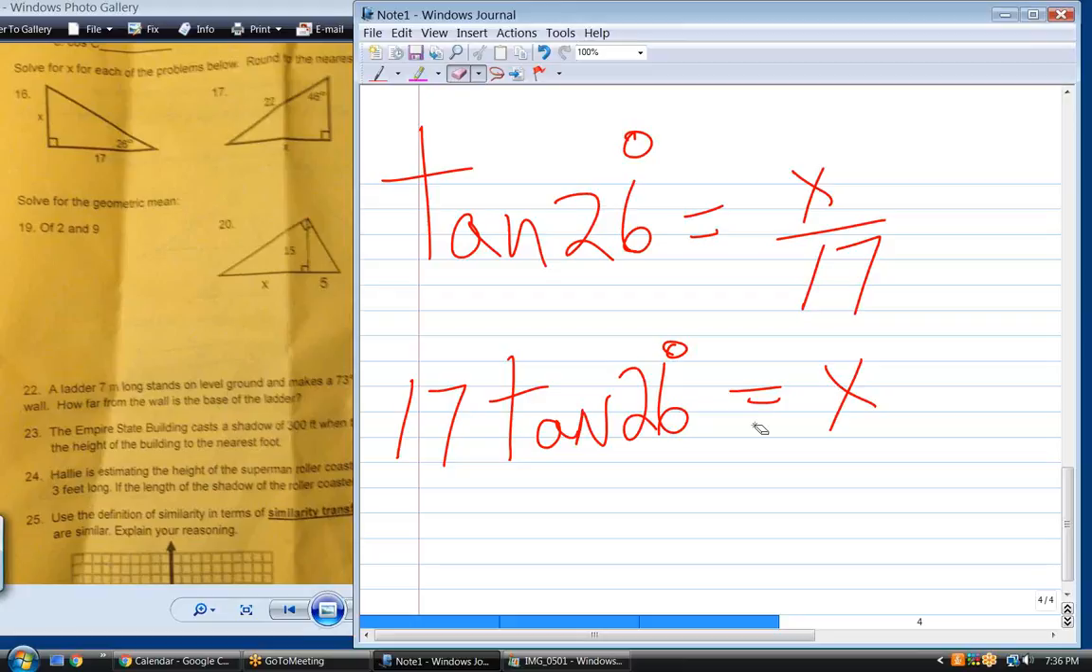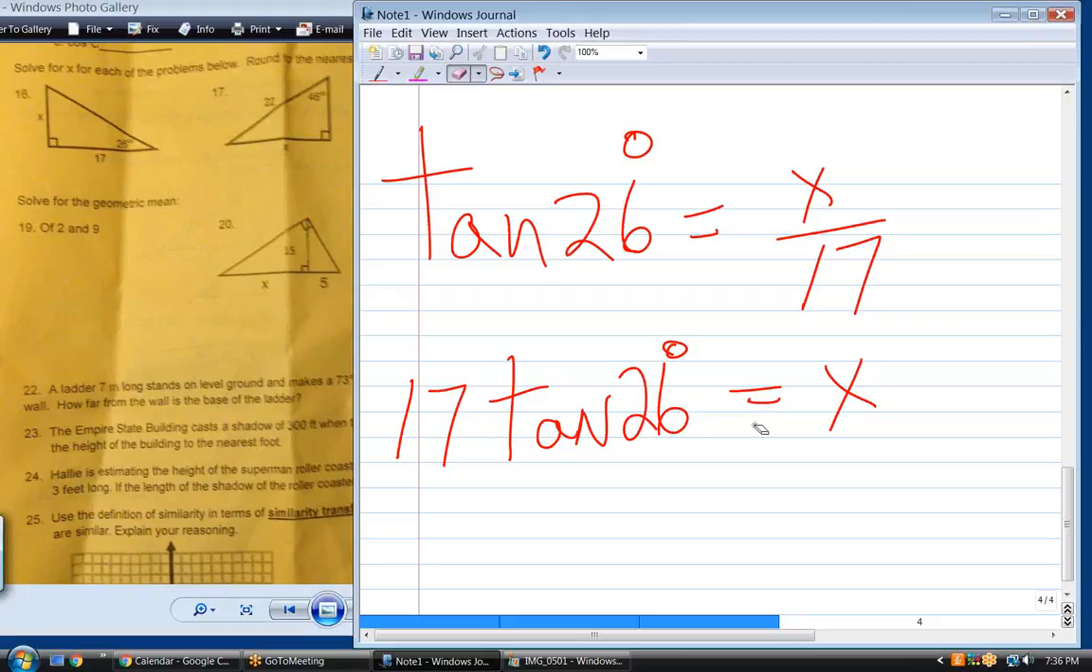So 17 times trig function tan would be 5.19. 26. You don't need the ending parentheses. It puts it in there for you anyway. I get 8.29. That's what you did. Oh, yeah, I thought you said 5.29. Yeah, I accidentally put the wrong thing in the tangent for that.